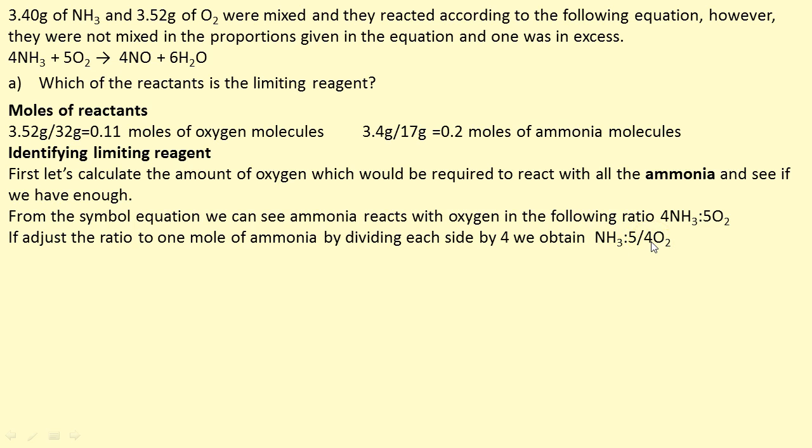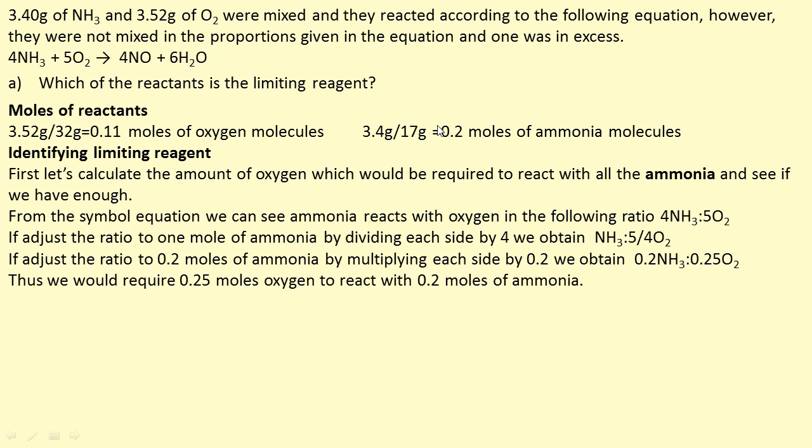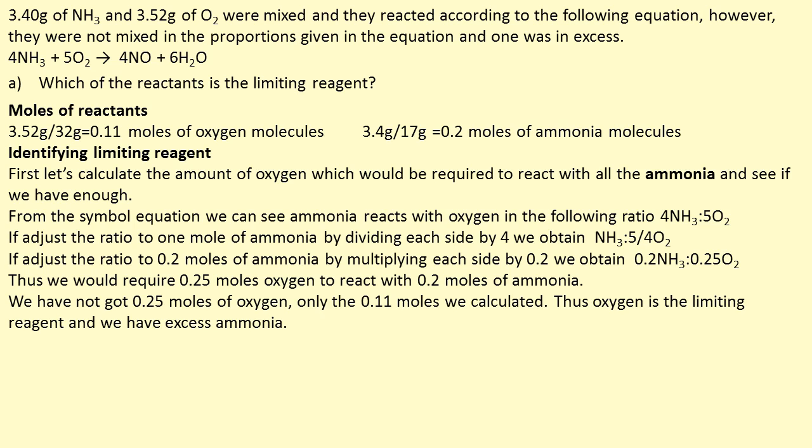We can now adjust the ratio to 0.2 moles of ammonia by multiplying each side by 0.2, obtaining for every 0.2 moles of ammonia, we require 0.25 moles of oxygen molecules. We have not got 0.25 moles of oxygen, only the 0.11 moles of oxygen molecules we calculated. Thus, oxygen is the limiting reagent, and we have excess ammonia.